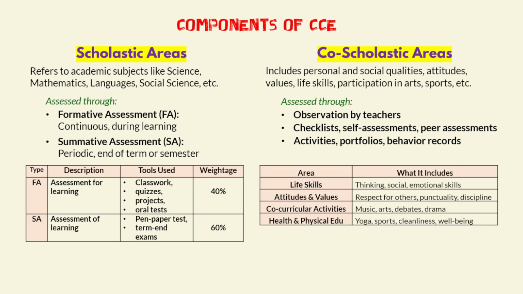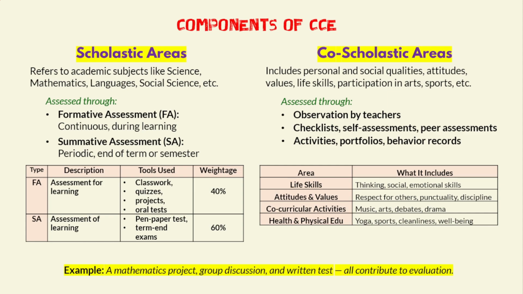The areas we focus on in co-scholastic areas are life skill, which includes thinking, social, emotional skills; attitudes and values, which mean respect for others, punctuality, discipline, etc.; co-curricular activities, that is music, art, debate, drama, etc.; and finally, health and physical education, which is yoga, sports, cleanliness, well-being, etc. For example, a mathematics project, group discussion and written test all contribute to evaluation.